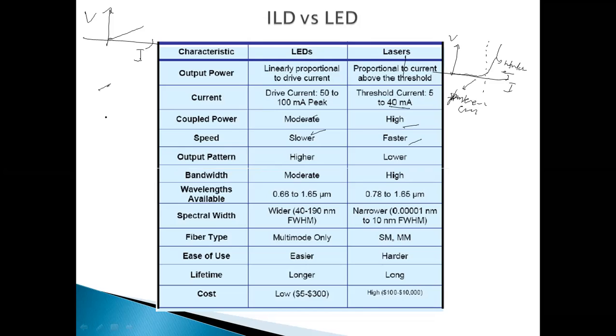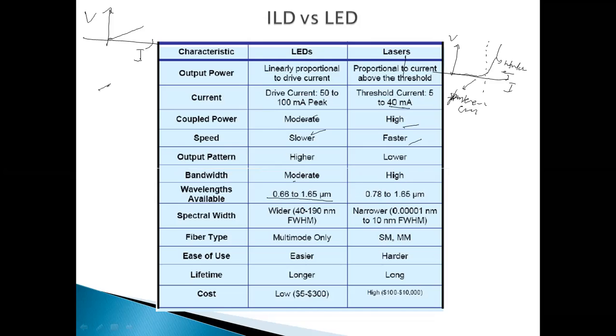For the bandwidth, we have a moderate bandwidth for the LEDs and a very high bandwidth for the laser diode. Then the wavelength available for the LEDs is about 0.66 to 1.65, which is the range of available wavelength for the LED, whereas for the lasers it's about 0.78 to 1.65.